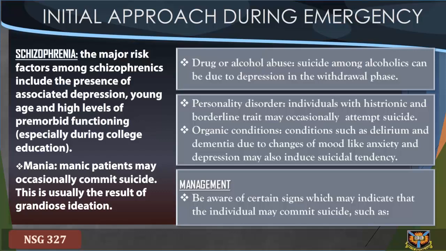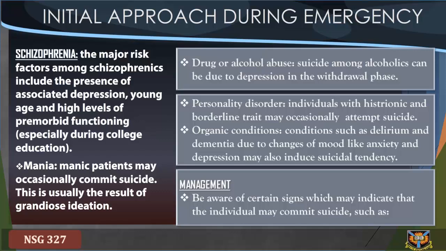Schizophrenia. The major risk factors among schizophrenics include the presence of associated depression, young age and high levels of premorbid functioning, especially during college education. People in this risk group are more likely to realize the devastating significance of their illness more than other groups of schizophrenic patients do, and see suicide as a reasonable alternative.